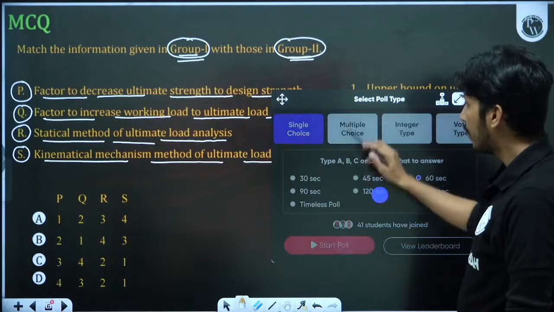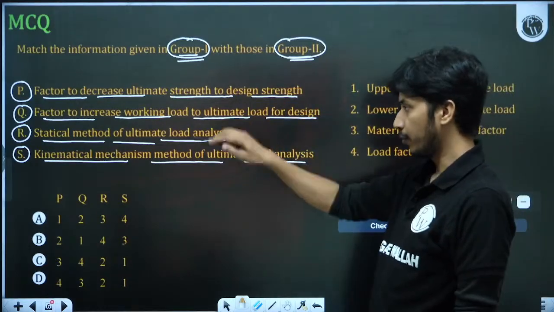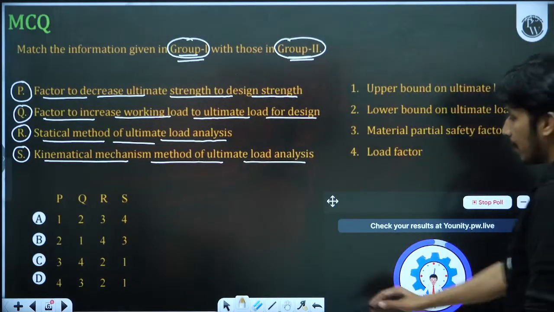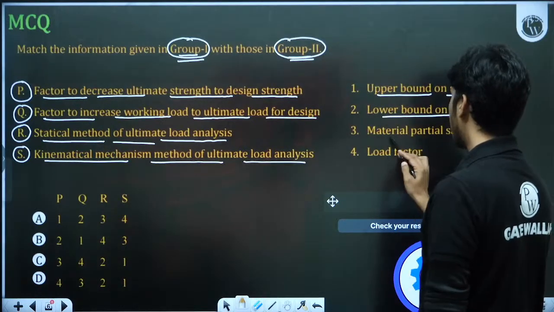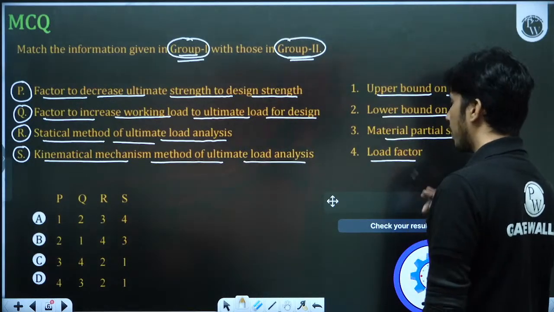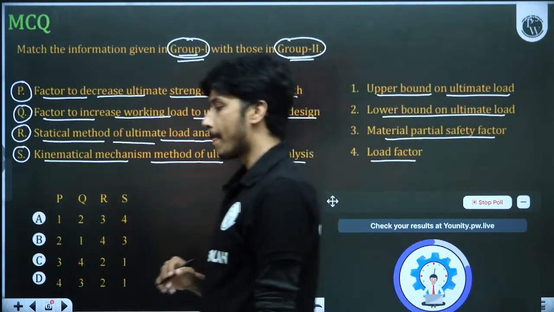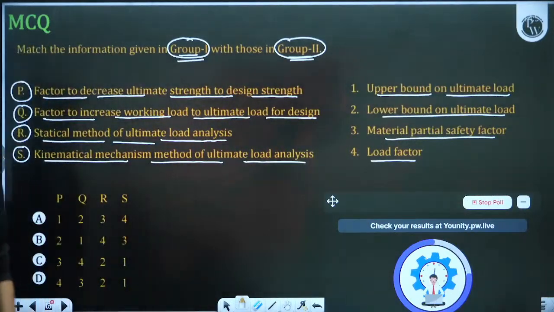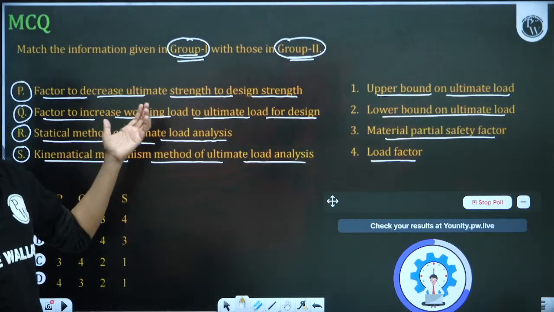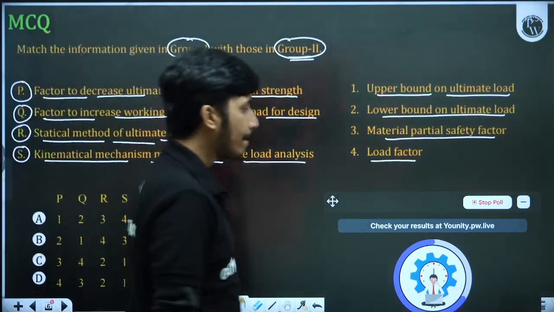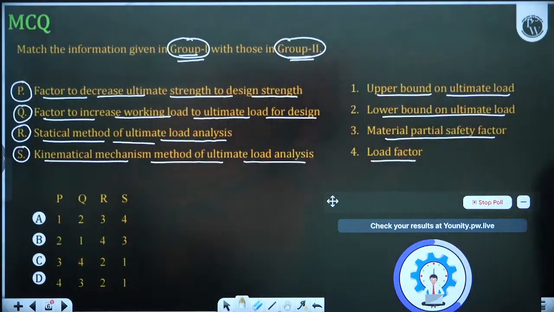First I'm starting the poll, then I will ask these things to you. What is the upper bound called? What is the lower bound called? What is the material partial safety factor, the load factor? I will discuss these things, because this question has been asked in a previous year. In the next upcoming year, what is going to be asked? We are going to analyze that.